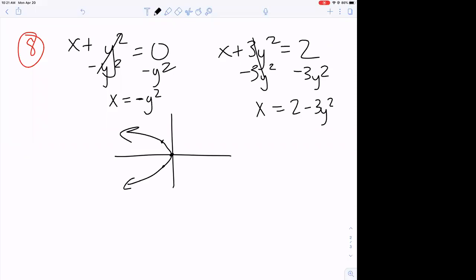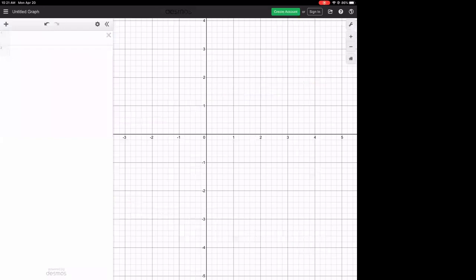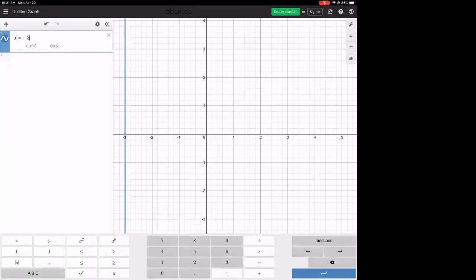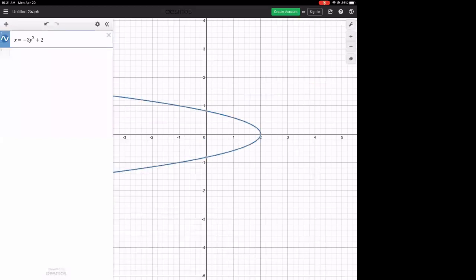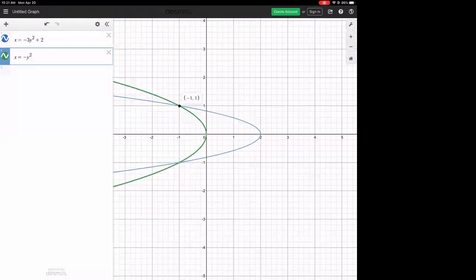So if you needed a quick refresher, you could hop over to Desmos and type in x equals -3y squared plus 2 and go, oh, that's what this looks like. And then here's what's really convenient: right at -1 and 1, these things are going to meet right there. Is that okay for everybody?